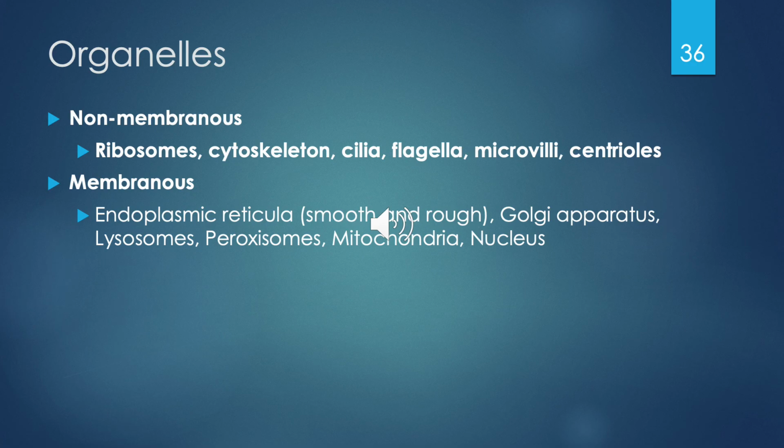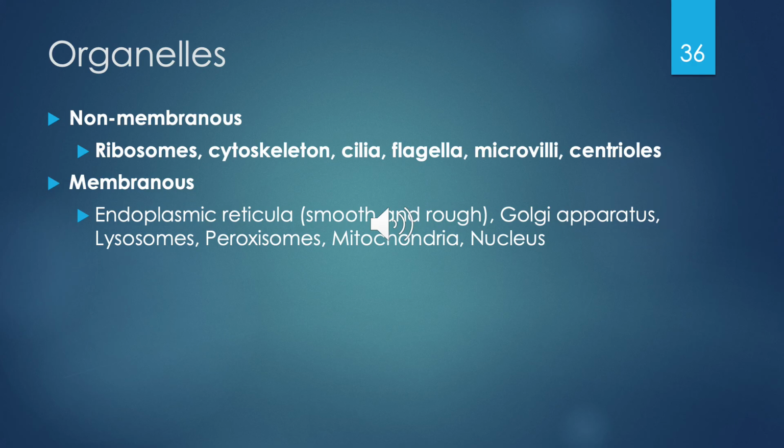Organelles are broken down into categories of being either membranous or non-membranous. And what this really means is either they are in direct contact with the membrane of the cell, or they are completely individual entities floating along on their own. So the non-membranous organelles are ribosomes, the cytoskeleton, cilia, flagella, microvilli, and centrioles. And not all cells are going to have flagella and cilia and microvilli, for example, but those are non-membranous organelles. By contrast, membranous organelles include the endoplasmic reticula, or reticulum as a singular, and that is both smooth and rough endoplasmic reticula, the Golgi apparatus, lysosomes, peroxisomes, mitochondria, and the nucleus.